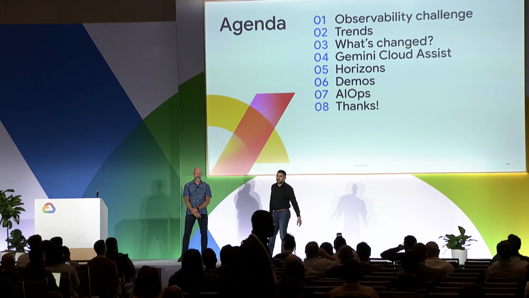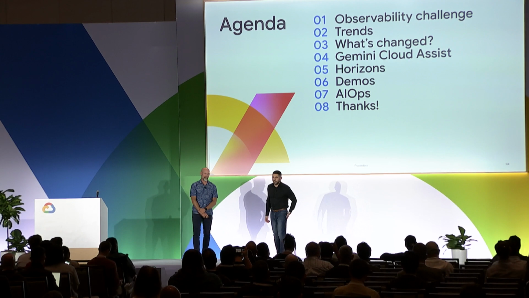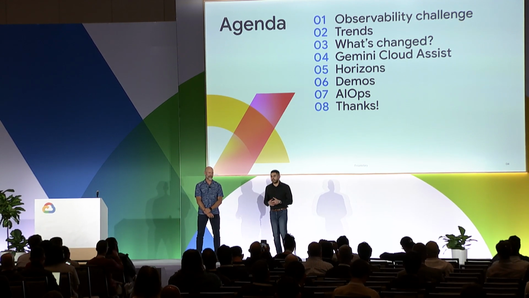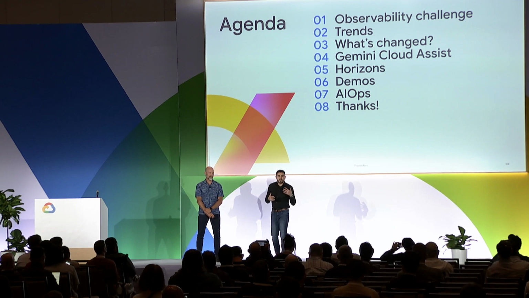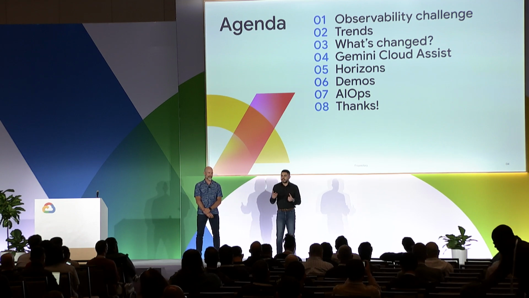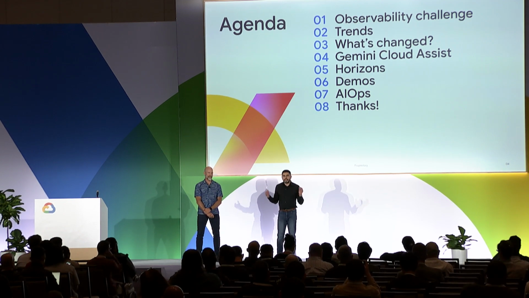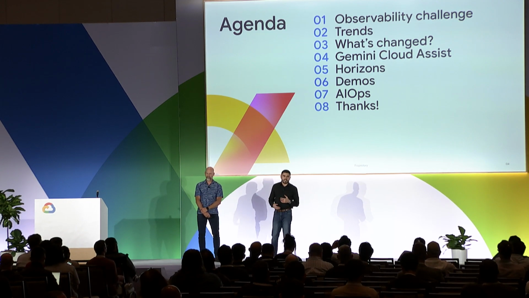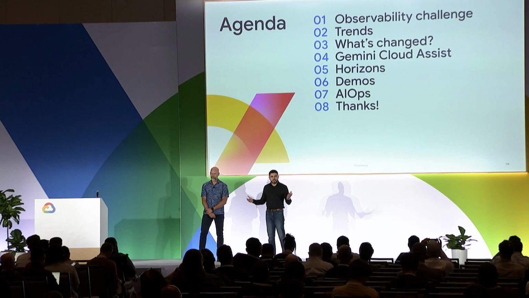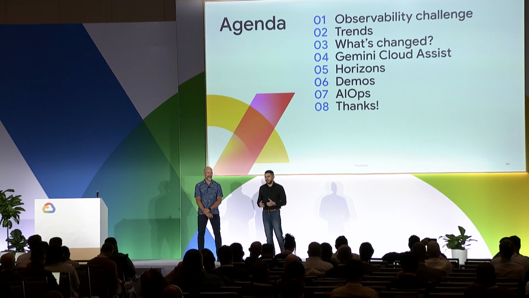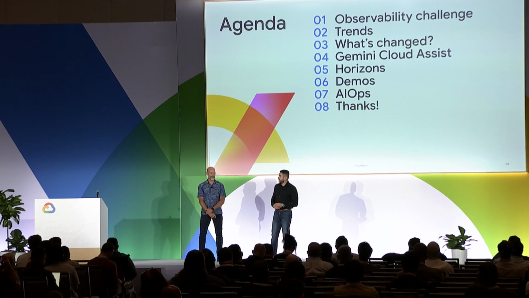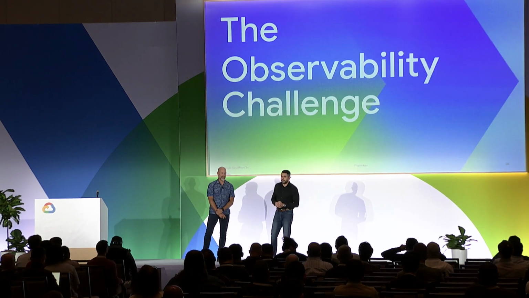So today we're going to talk about a handful of topics. We'll talk about some challenges with observability, some key trends that we're seeing in the market. We'll tell you a little bit about what we're seeing that's making a difference now. And then we'll get hands-on with Gemini Cloud Assist. We'll talk about the near-term and long-term horizons. And we'll show you some demos, really cool ones. And we'll talk a bit about how traditional AIOps fits within this new world. So with that said, Preston, take us off with the observability challenges.